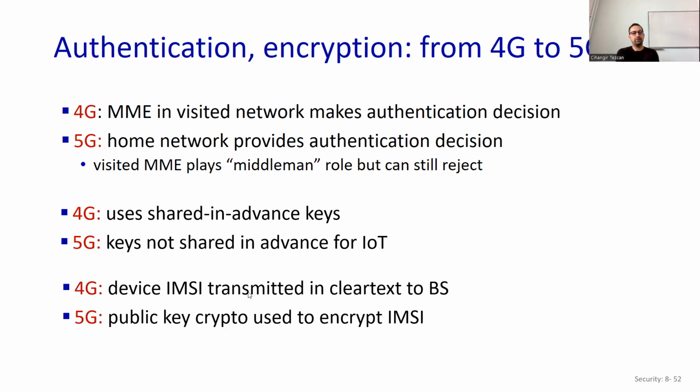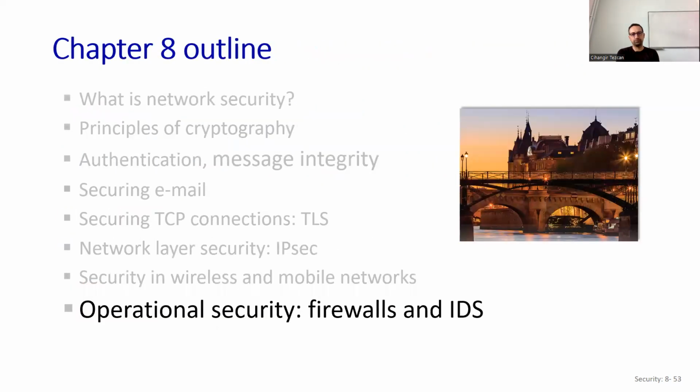In 4G, the device IMSI is transmitted in clear text to the base station. In 5G, public key crypto is used to encrypt the IMSI. Because otherwise, since this is unique, just by listening to communication, you can know which people are around you and so on. Right.